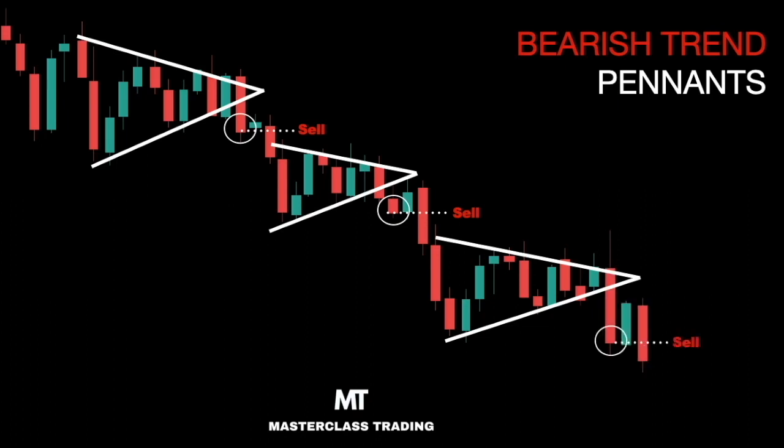To calculate the target of the trade, you simply need to calculate the distance of the bearish push, before the formation of the pennant, and double it after the breakout of the pennant pattern.